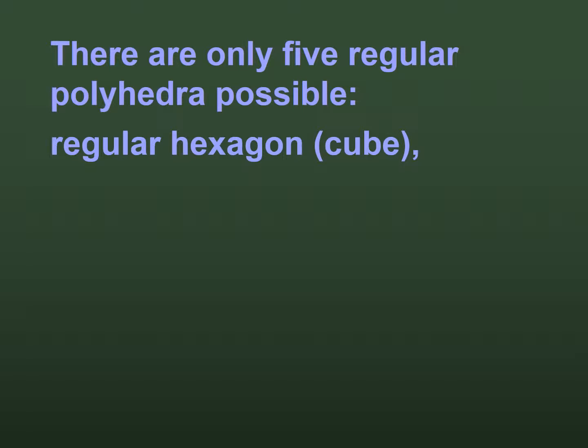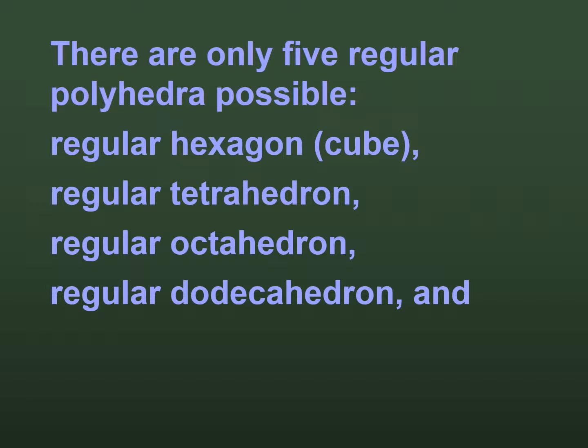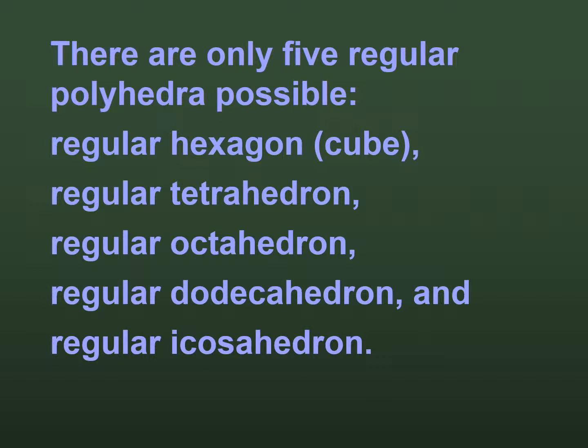There's a regular hexahedron, so that means that it has 6 sides. And that would be a cube, right? A regular hexahedron would be a cube. We have a regular tetrahedron, a regular octahedron, and then we have a regular dodecahedron and a regular icosahedron. So a hexahedron is made up of squares. A tetrahedron is made up of triangles, but there's 4 of them. An octahedron is going to have 8 sides. A dodecahedron is going to have 12 sides. An icosahedron is going to have 20 sides.